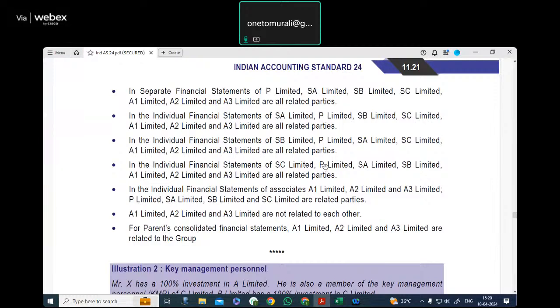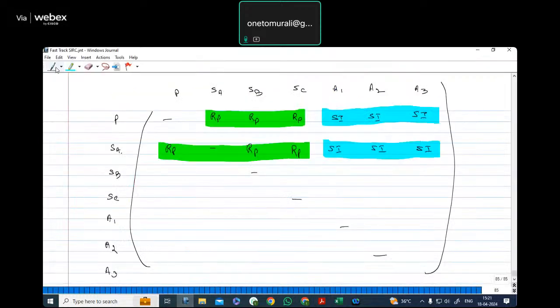And if one is in a position to exercise significant influence, the same is applicable to the other companies within the group. So in the individual financial statements of A1, A2, A3 Limited, P Limited, SA Limited, SB Limited, SC Limited are related parties. Always remember for A1, SA, SB, SC are related parties, but for A1, A2 and A3 are not related parties.